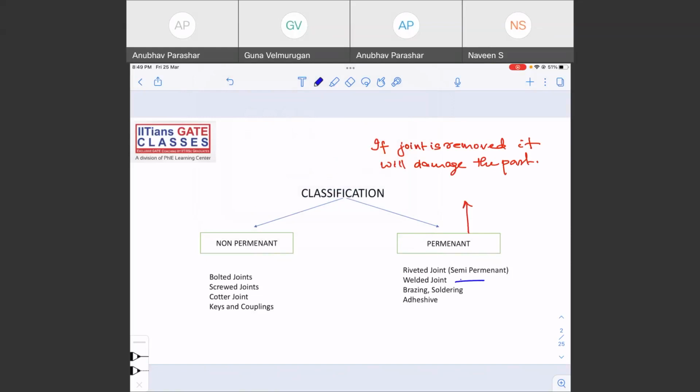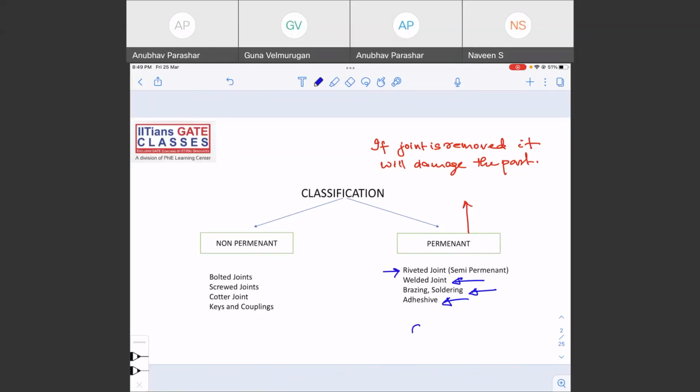For example, if you want to remove a welded joint, what will happen? It will definitely damage the part. Similarly brazing, soldering, adhesive, all of these will damage the part. But there is a slight difference. Riveted joints are semi-permanent. Why? Riveted joints can be removed, undoubtedly. But how do we remove a riveted joint?